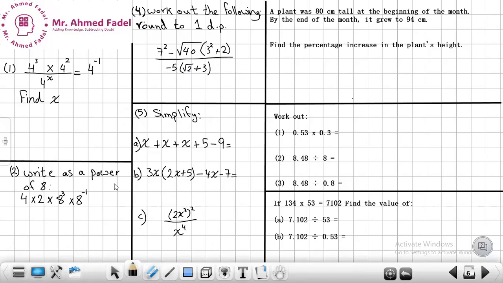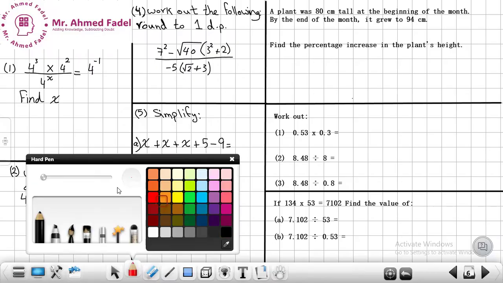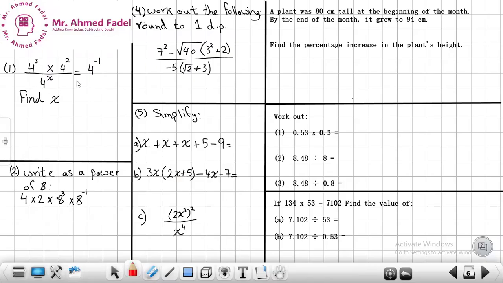So, here in this example, they are saying to you that 4 to the power of 3 multiplied by 4 to the power of 2 over 4 to the power of x is equal to 4 to the power of negative 1. And they want you to find the value of x. We're going to just simplify. We know that 4 to the power of 3 times 4 to the power of 2 is 4 to the power of 5. So I'm just going to write over here 4 to the power of 5, the numerator, over 4 to the power of x equals 4 to the power of negative 1.